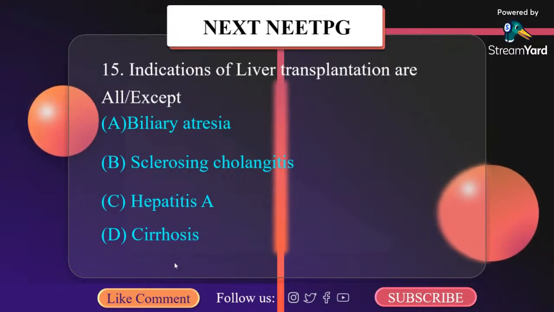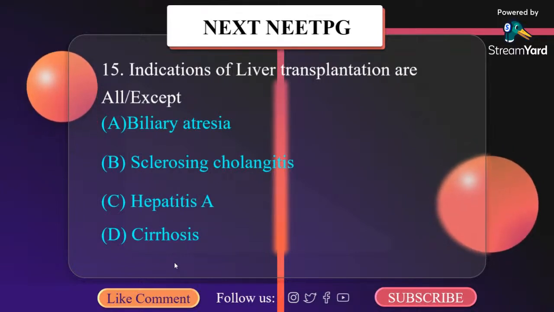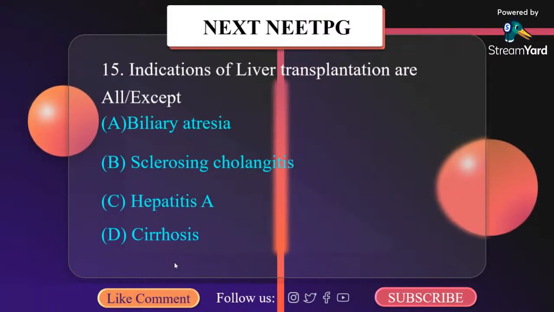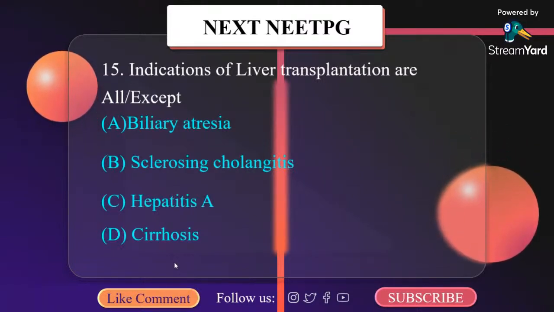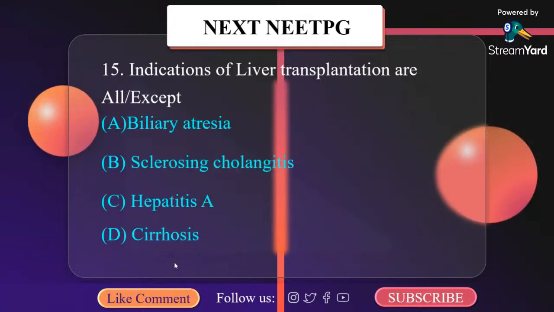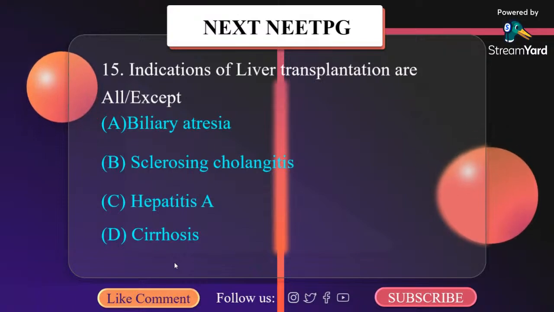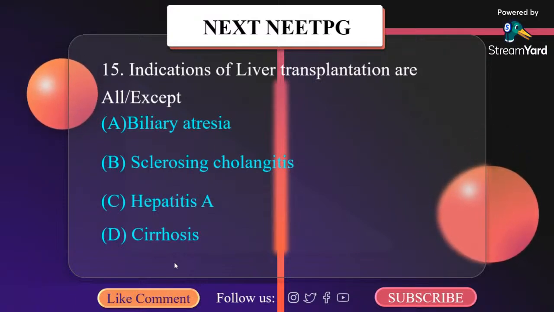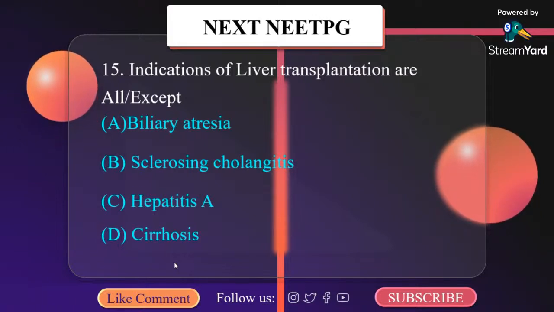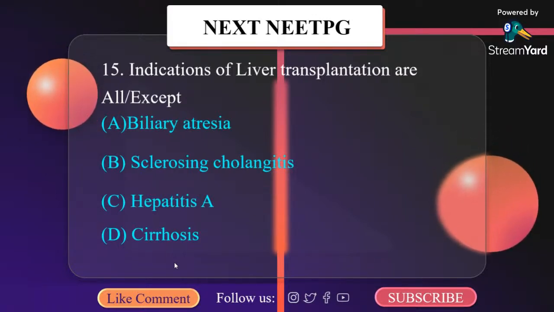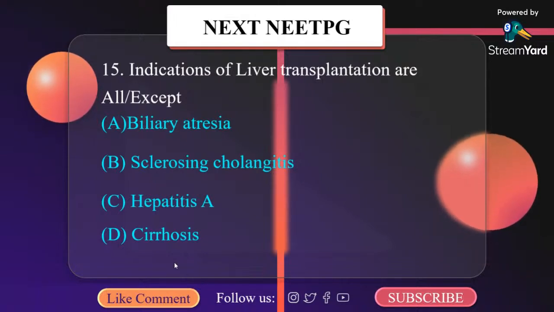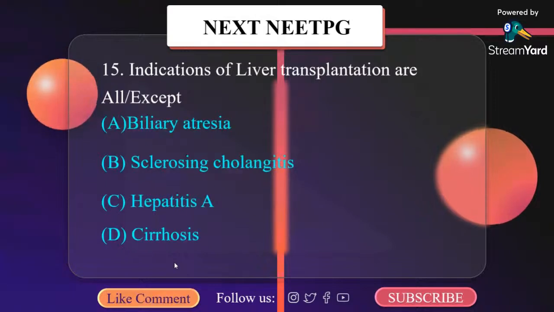Indications of liver transplant are all except: biliary atresia, sclerosing cholangitis, hepatitis A, cirrhosis. Liver transplantation is indicated for all those children and adults who, in the absence of contraindications, suffer severe irreversible liver disease for which alternative medical or surgical treatment have been exhausted or are unavailable. Most common indication in children is biliary atresia.